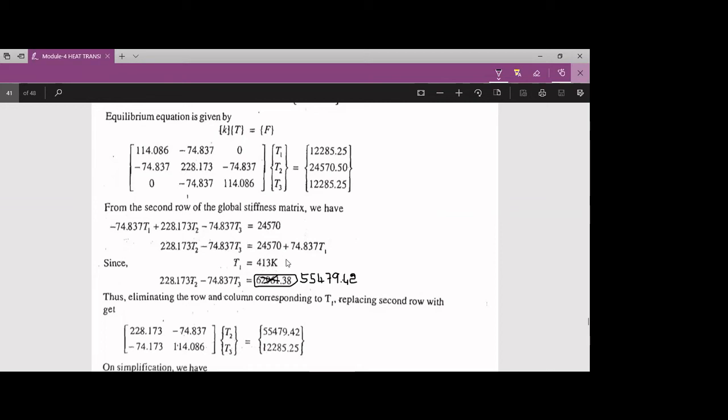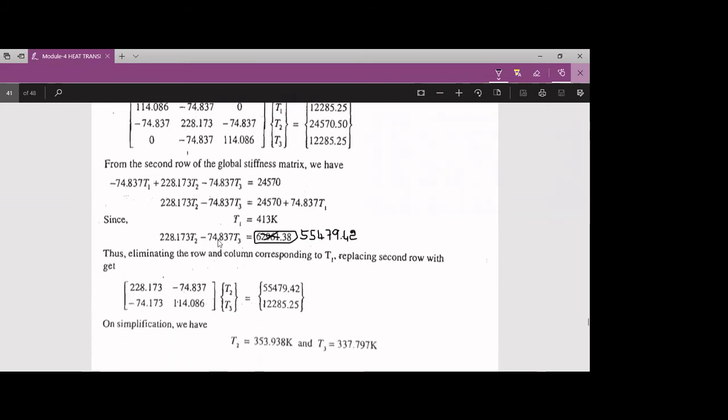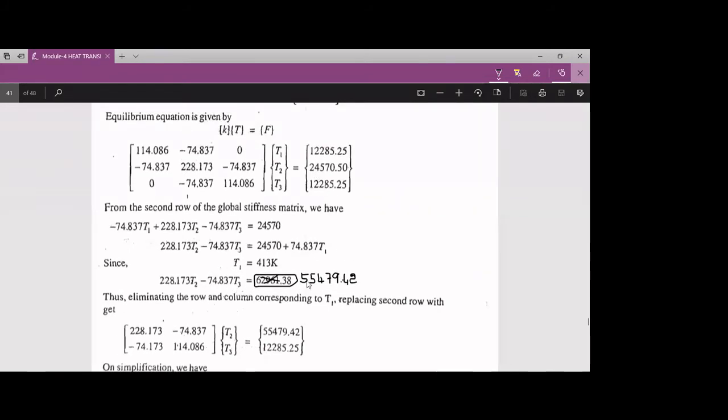As you substitute the T1 value as 1413 Kelvin, it is going to give the value 55479.42. Then this thing remains as it is. Now this equation becomes the second equation. After obtaining this equation, we can eliminate the first row and second row. After considering this product T1 into 74.8, then you can eliminate. As you eliminate the row and column of the first node, only this remains.